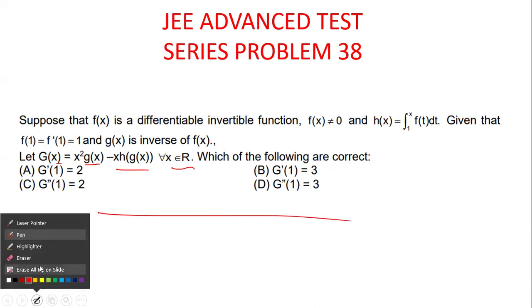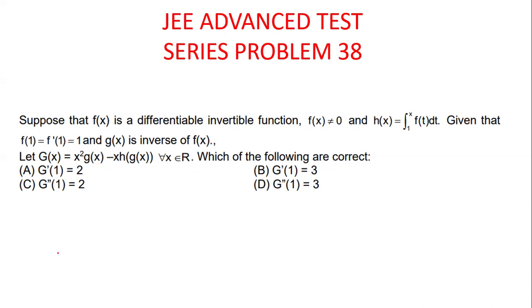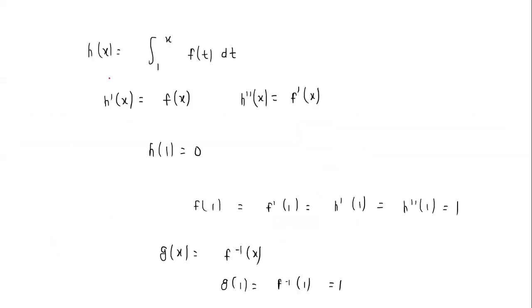So let's see how we can do this. You see in the options we need g dash x and g double dash x value. So let's see how we can calculate this. First of all, you see we have this h of x function which is equal to this integral. Now if you differentiate both sides, you will get h dash x is equal to f of x and h double dash x is equal to f dash x.